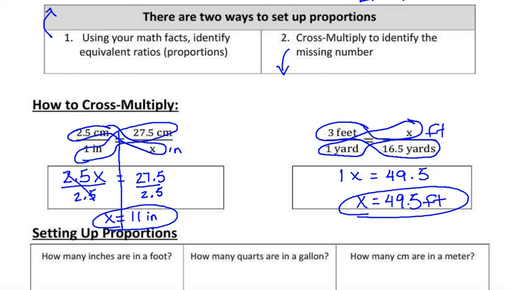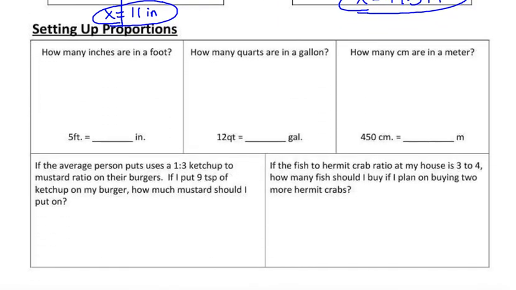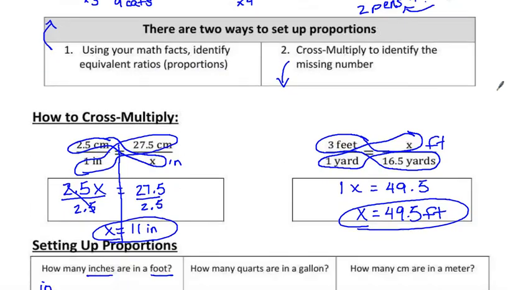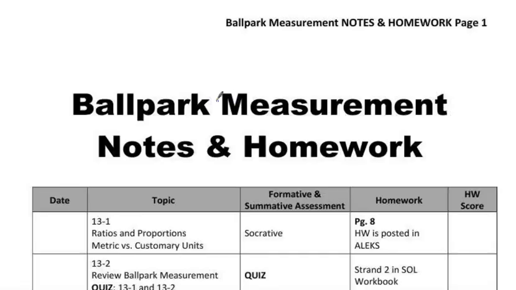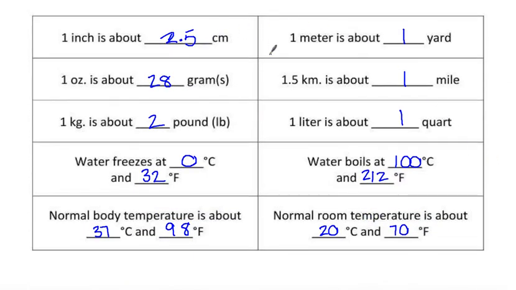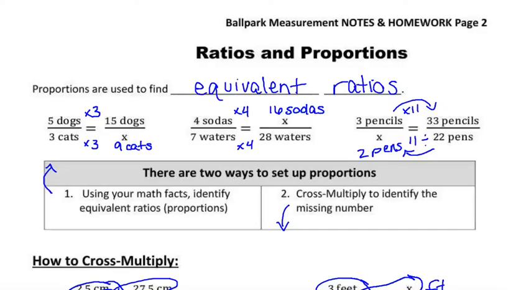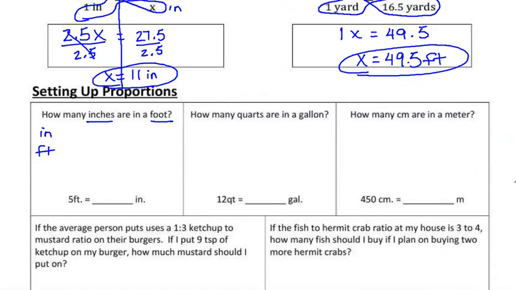All right, so now we have to figure out how do we set up our own proportions because they're not going to be given to us. So we have to look to see what we're comparing. It says how many inches are in a foot? Well, we're comparing inches to feet. So I'm going to put inches over feet. And then I'm going to look back at what I know about inches and feet. Oh, it's not on here because these are only the customary measurements. My mistake. But if you remember, there is 12 inches in 1 foot.